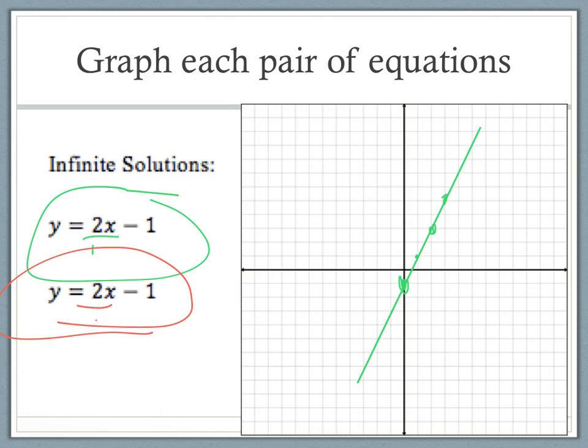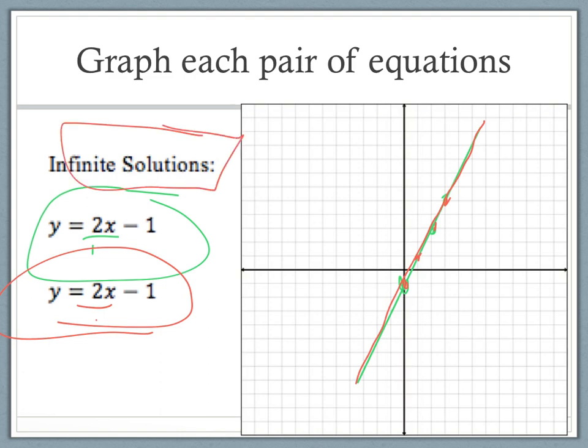If I start at -1, I'm going to go up 2 over 1, up 2 over 1. It's the exact same line. Okay, so if I drew this line in there, they just overlap. So there's not one solution. They overlap an infinite amount of times. So this would actually be infinite solutions for my answer.